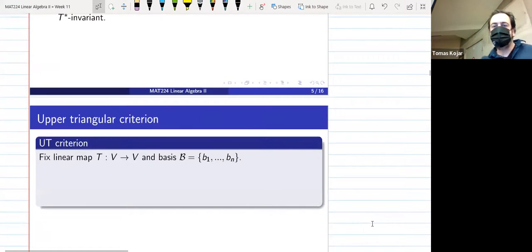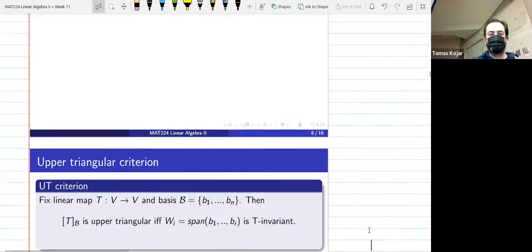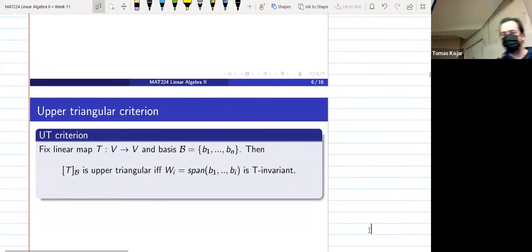All right. So let's prove that criterion. This is really for F equal to R. That's what we're thinking here, because for complex, we did it last week. So you take your map, you take your basis, and we'll show that T is upper triangular if and only if each of the subspaces is T invariant.